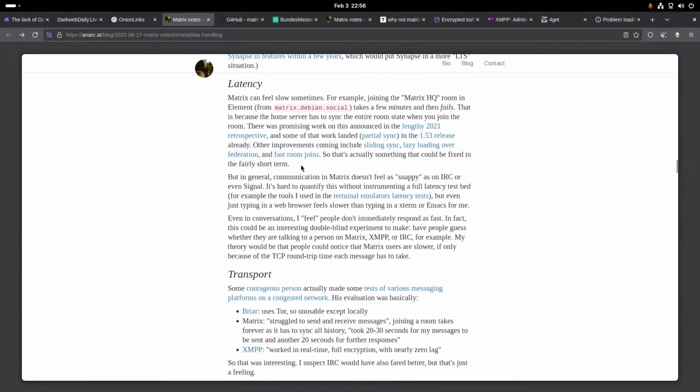But in general, communication on Matrix doesn't feel as snappy as IRC, or even Signal. It's hard to quantify without instrumenting a full latency test, for example with the tools I used in the terminal emulator latency test, but even just typing in a web browser feels slower than typing in Xterm or Emacs for me. An Emacs user.